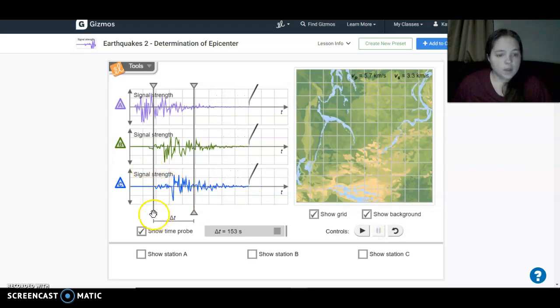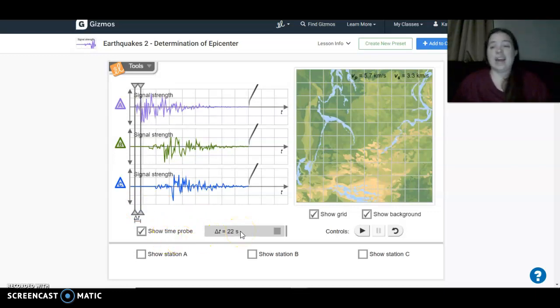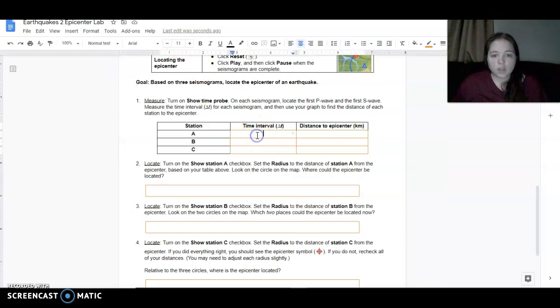And they're done. So I'm going to look at the first one. It started right here. And I'm going to say the S wave is right there. And I'm going to roughly say, hey, that was 20 seconds. So when I would click over here, I'd put in 20 seconds right there.